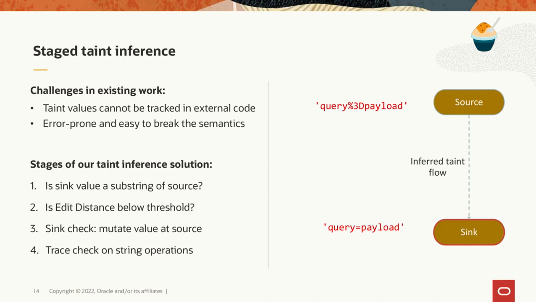Instead, we propose a taint inference approach where the basic idea is that we compare the values at sources and sinks. So we have four stages. At the first stage, if the value at the sink is a substring of the source, we report that as a potential taint flow. If not, we compute the edit distance between the two values, and if it's below a threshold, then we perform the third check, which mutates the value at the source, and we observe whether the value at the sink has changed or not. If that's true, then we perform the final check by counting the string operations and see whether they match the edit distance operations. These extra stages help us to avoid false positives in detecting taint flows.